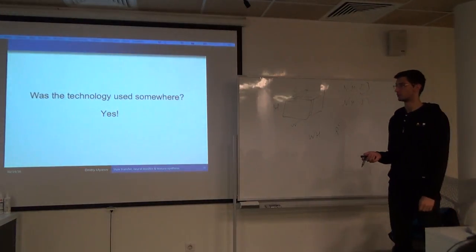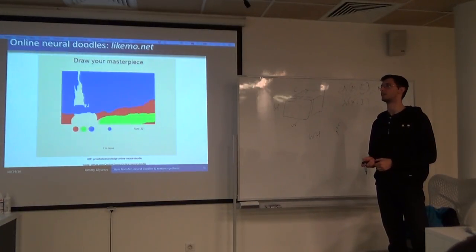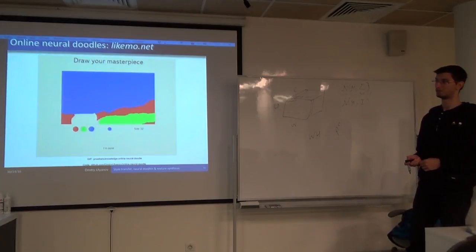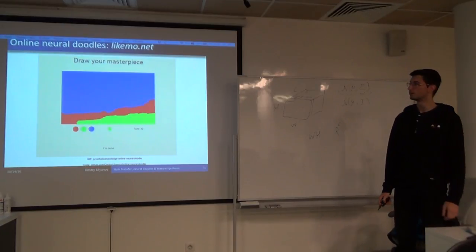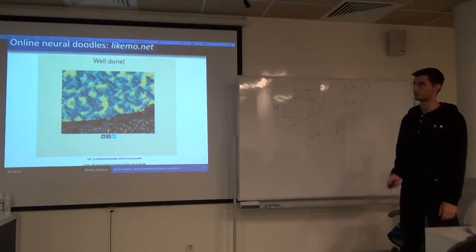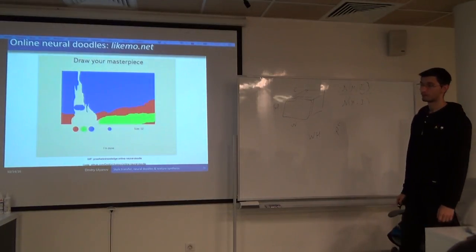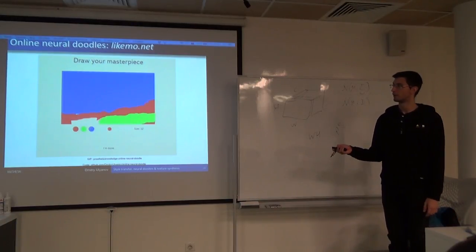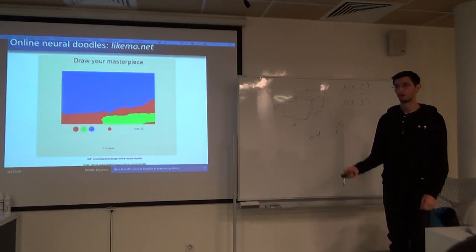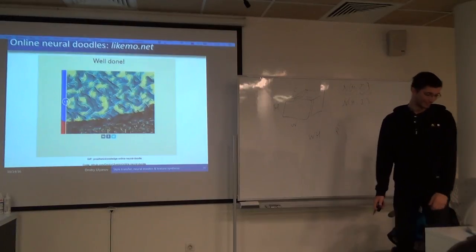Was it used somewhere? In fact, it was. In Yandex, we created a demo website for a neural networks article. Basically, the user could define a mask and, let's say, remove the rock from the Starry Night. Quite fun for some time. Probably we can do the same with the Gioconda, to remove just the woman. Yeah, exactly.